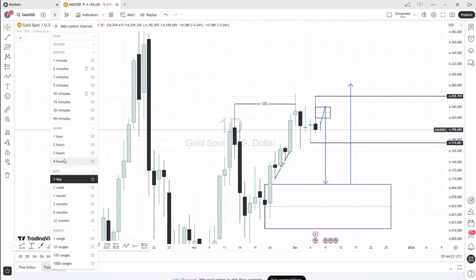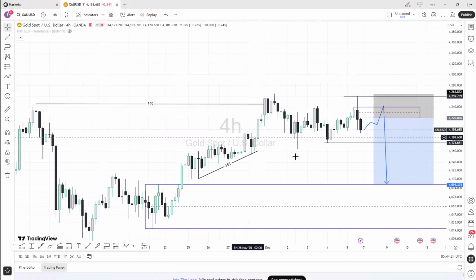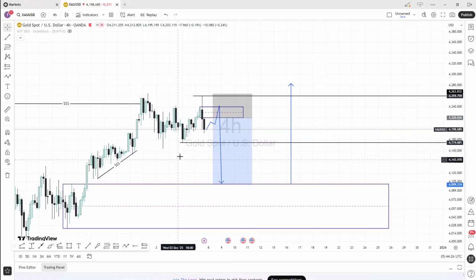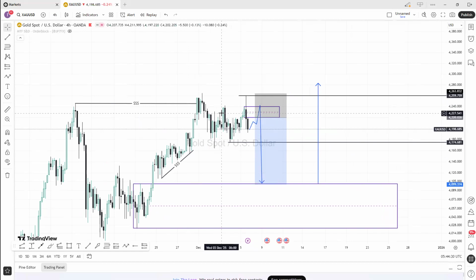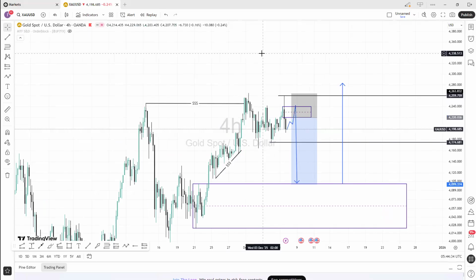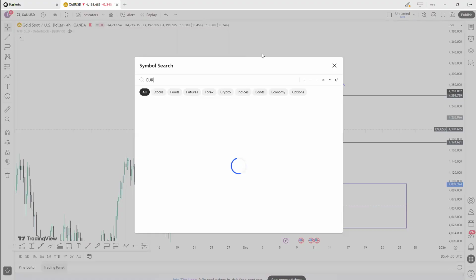On the 4 hour, we get that setup. We found that setup on the 4 hour. So that is it on gold. Let us see EUR/USD.